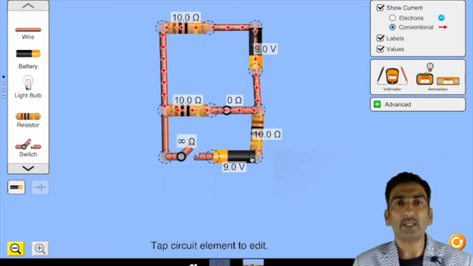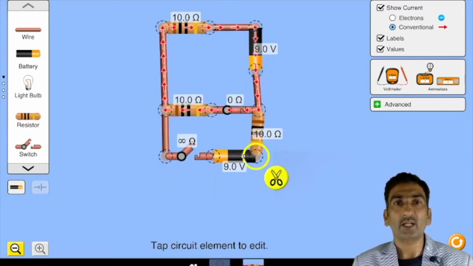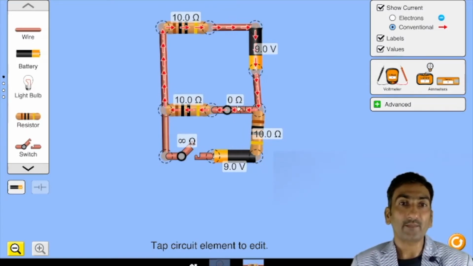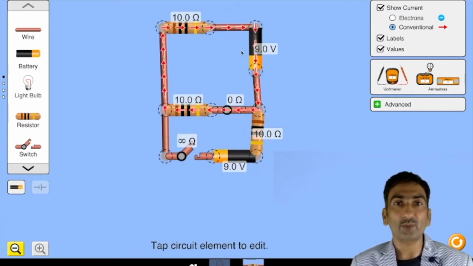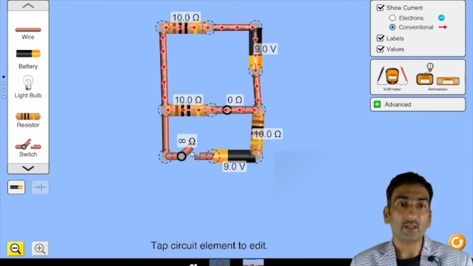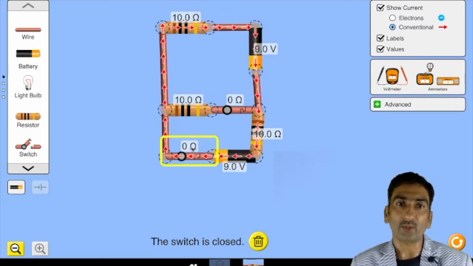So how many loops are there? Two loops. Now the current is flowing in the first loop because the switch is closed over there, so that circuit is closed. But this loop is open. If you switch it on, then the current will flow across this one.